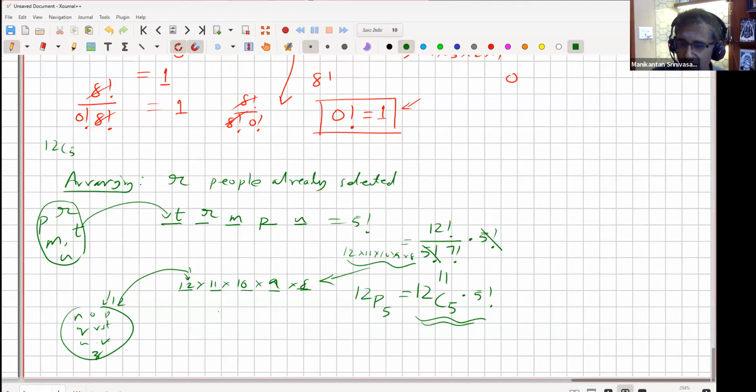Just know it for now. I would strongly discourage using P because it's very confusing, right? Keep the choosing part separate, keep the arranging part separate. However, be aware that something called 12P5 and nPr exists. So nPr is nothing but first choose and then arrange them.